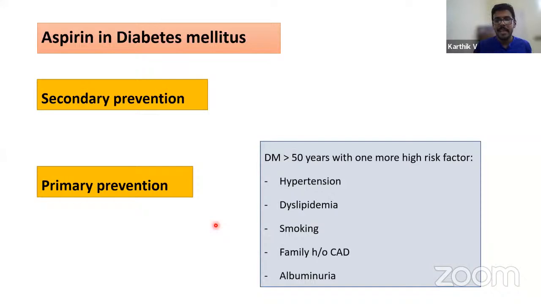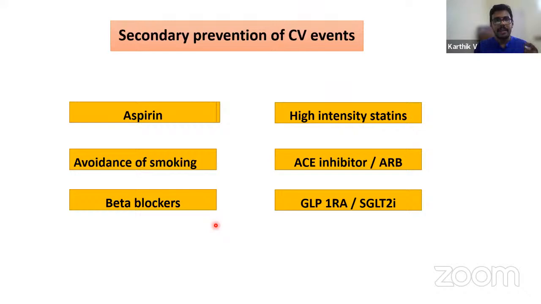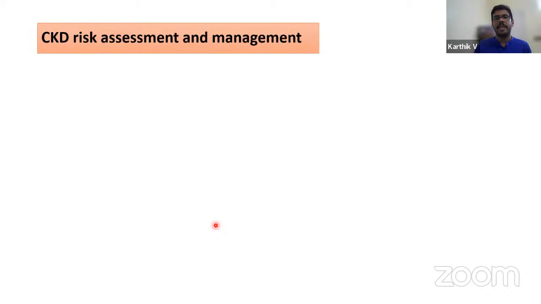Now, for secondary prevention, again, it is known to all of you: the use of aspirin, statins, avoidance of smoking, use of RAS blockers, then beta blockers. They mention that at least 5 years of beta blocker use should be there, and also the GLP-1 receptor agonist or SGLT2 inhibitor.